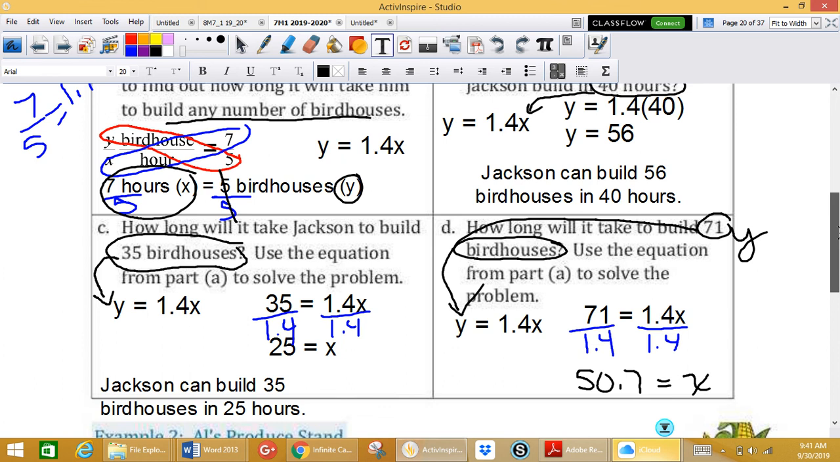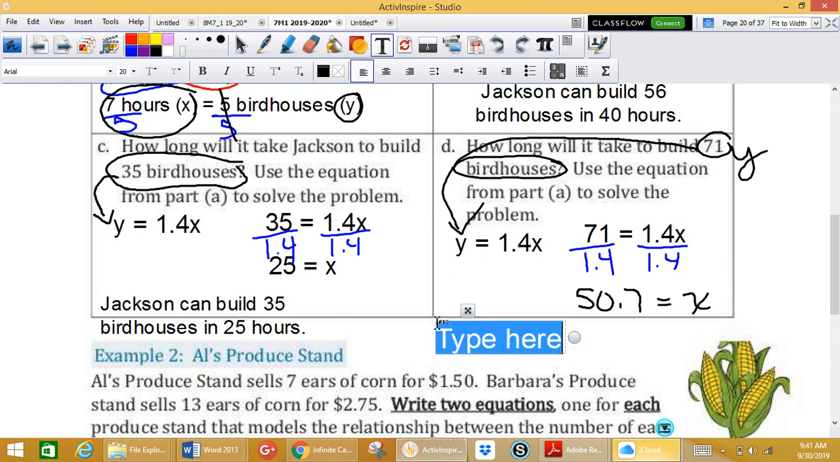So we have Jackson can build 71 birdhouses in 50.7 hours.